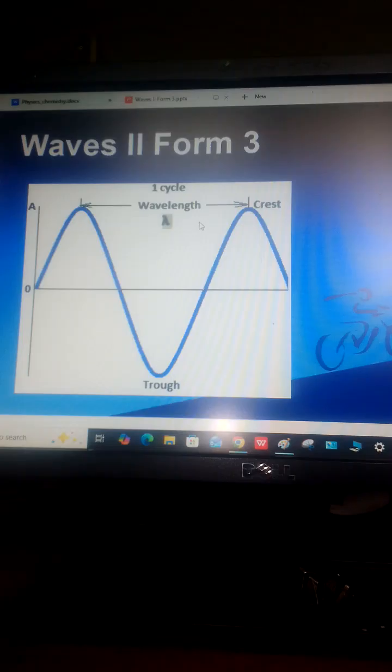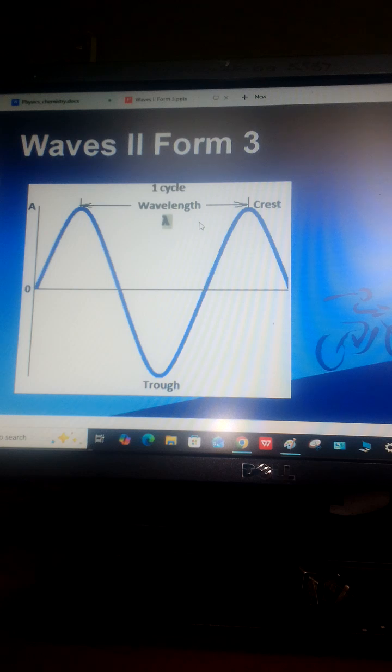In this video, I am going to discuss section 2 of waves as taught in form 3. Now, before us, we have a diagram which shows the general appearance of a wave. A wave has several parts or components, and I'm going to explain what they mean.